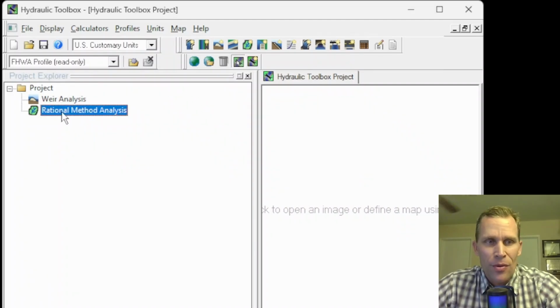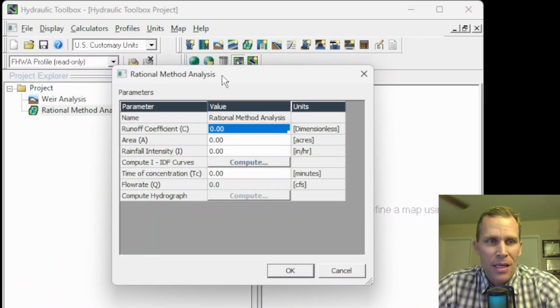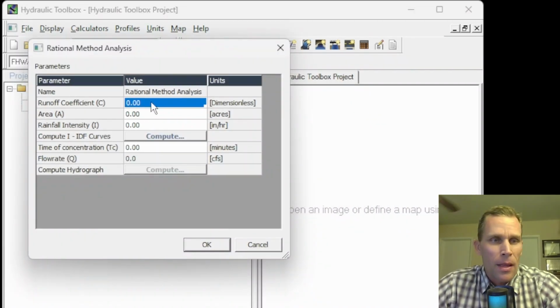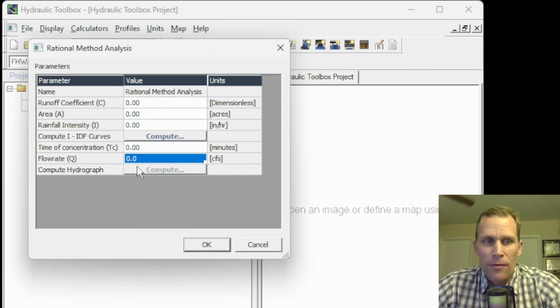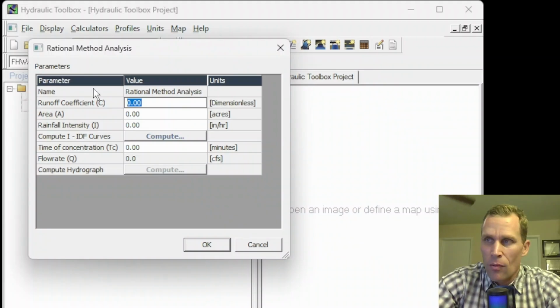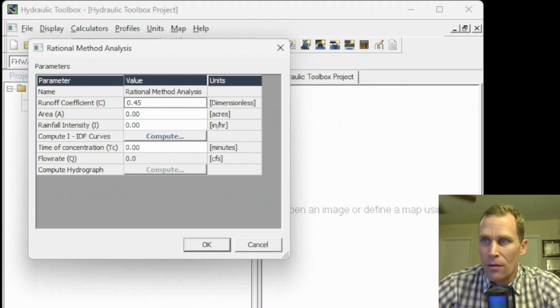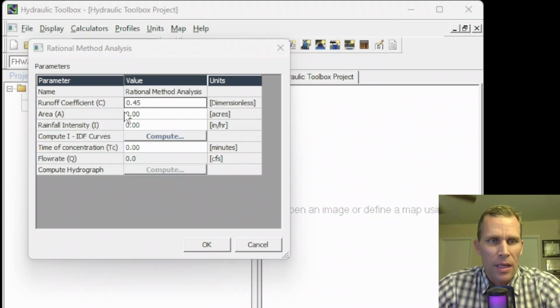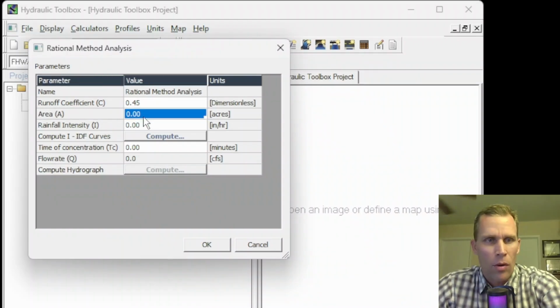Let's head over to the rational method analysis. This is where we're going to be typing in our runoff coefficient, our area, and we also know the two different flow rates, but we need to determine that rainfall intensity to determine the time of concentration. Let's start off with the runoff coefficient here. This is one thing we do know for sure, 0.45. We were also given the area as 100 acres. All right, so far so good.